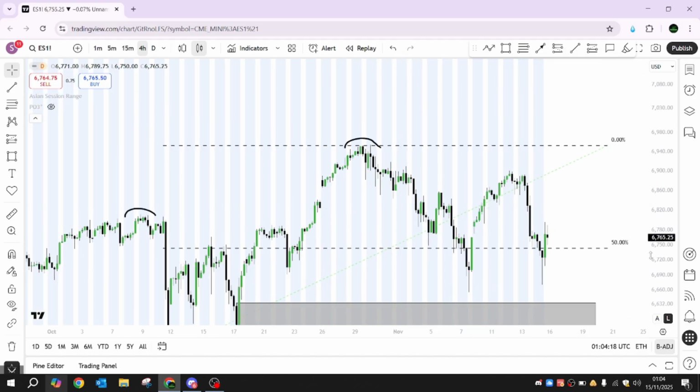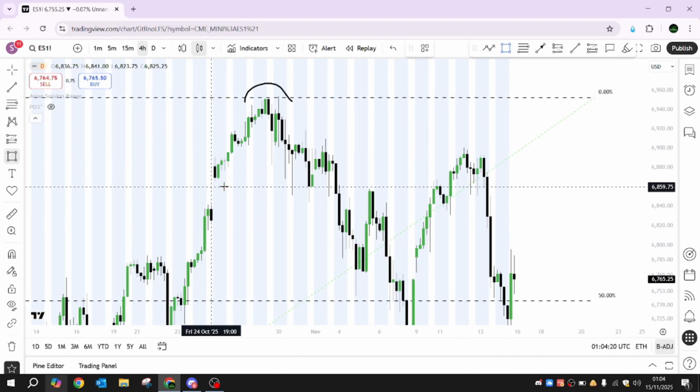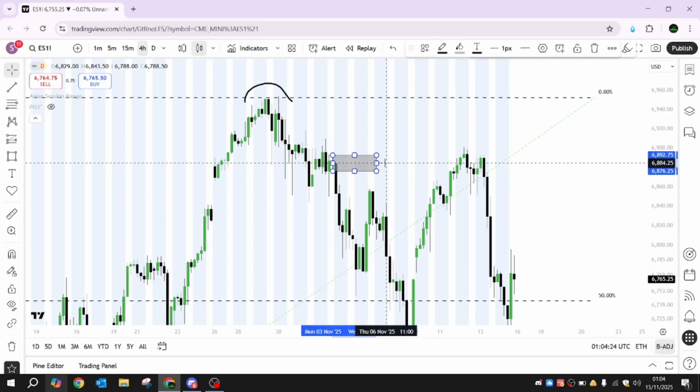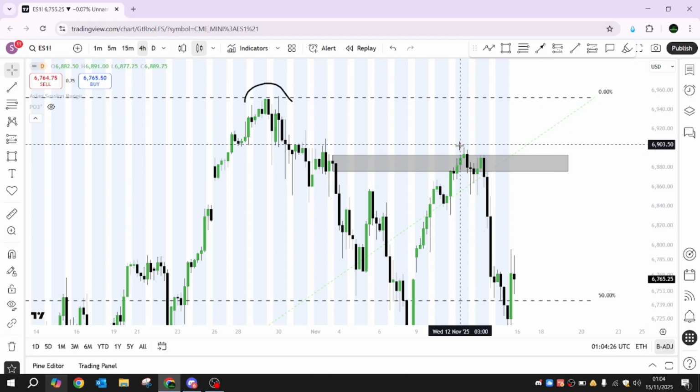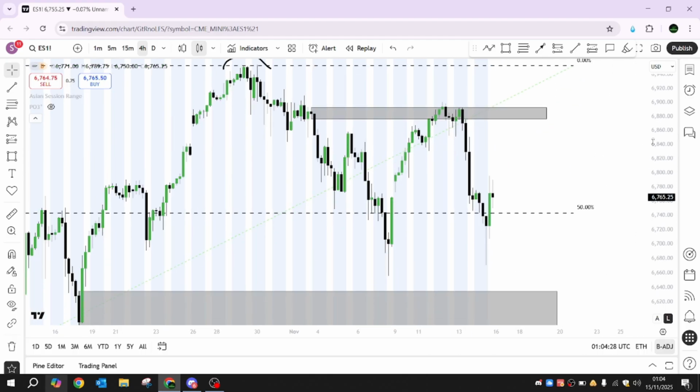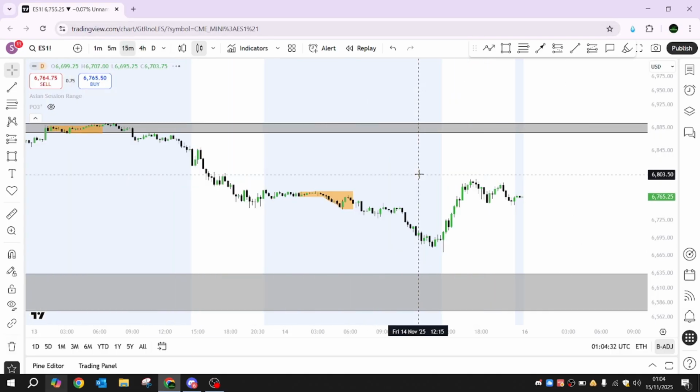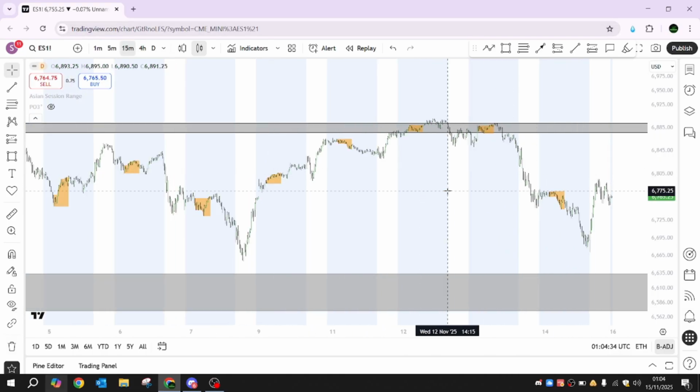The second key level which I want to be focusing on is this one over here, which to me is still valid, because we didn't really have a close outside. So these were the key levels that I was interested in this week. Let's break this down and go to the 15-minute chart.